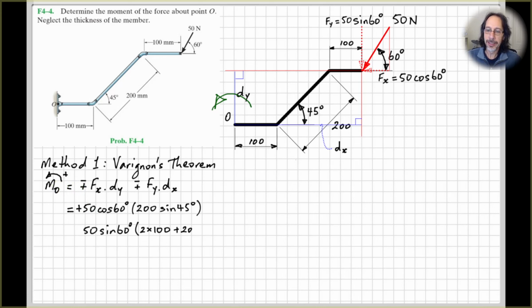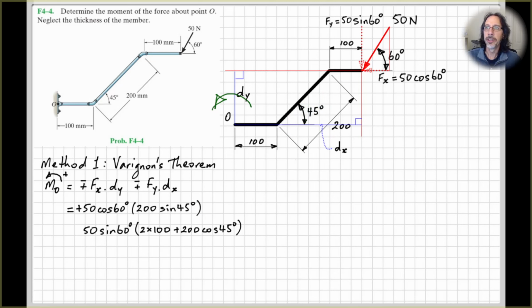So the next one is our vertical component, the 50 sin 60 that we've got here, and as we discussed before, we've got this 100 plus this 100. So that's how we've got 2 times 100 here, plus the adjacent edge of this little right angle triangle here where the hypotenuse is 200. So that will be 200 cos 45.